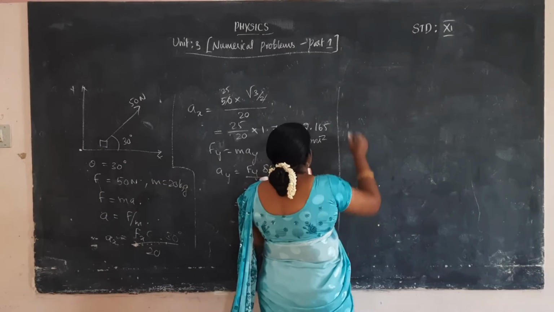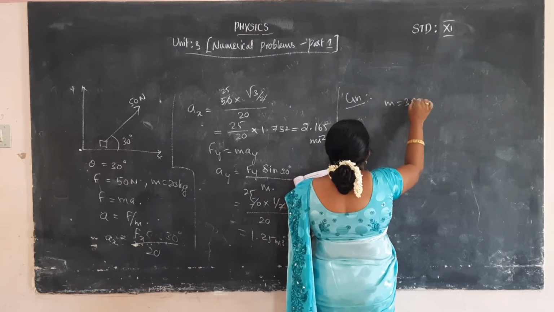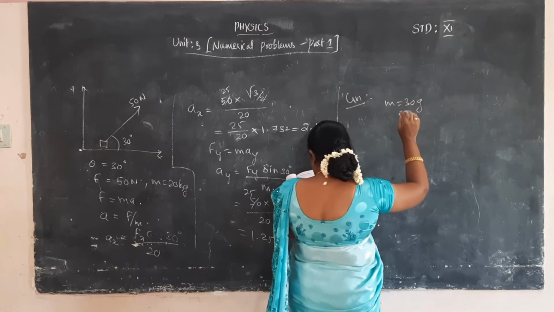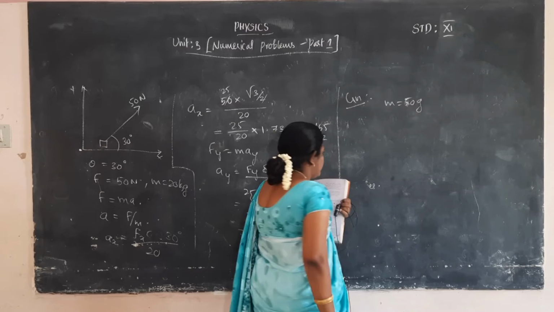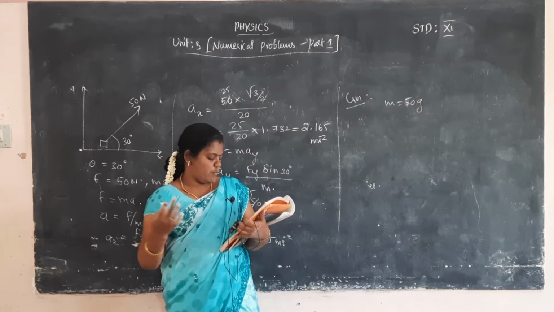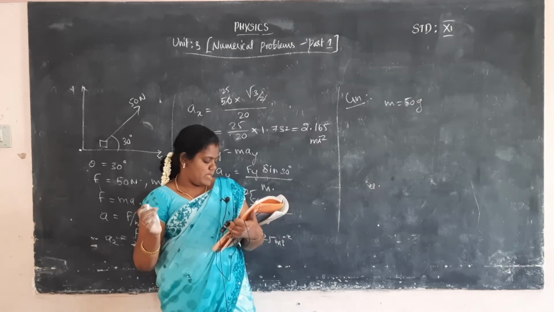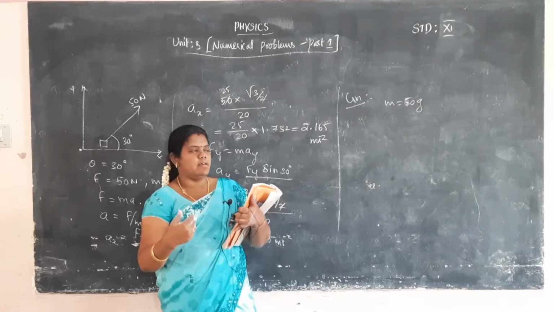Okay, so what are the given values? The mass value is 30 gram. Okay, so not 30, 50 gram. The mass value is 50 gram. Then it will be hanging on a string of a cobweb. So what is the tension acting on the string by the spider?